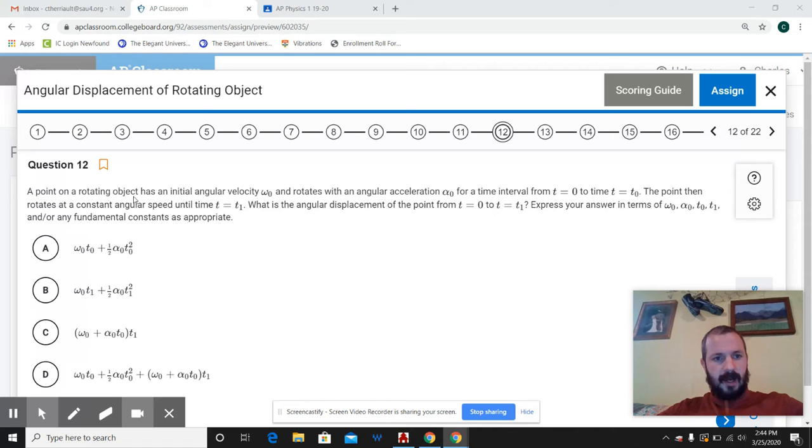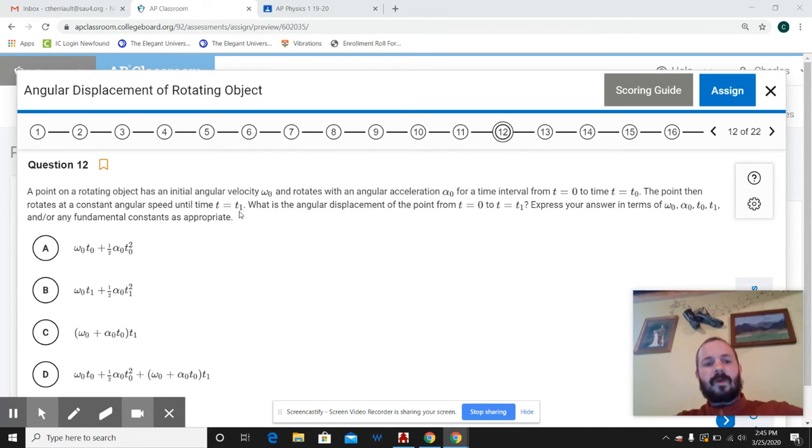A point on a rotating object has an initial angular velocity and rotates with an angular acceleration from a time interval from t equals 0 to time t equals t0. The point then rotates at a constant angular speed until time t equals t1. What is the angular displacement of the point from t0 to t equals t1? So all the way from 0 to t1. Express your answer in terms of the following constants.